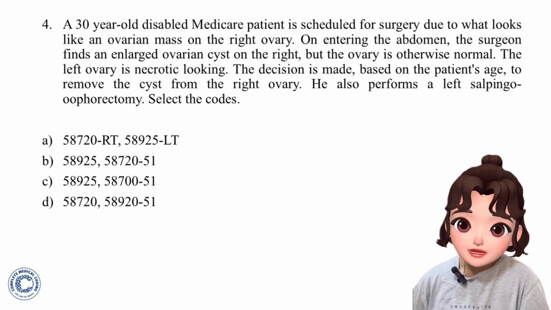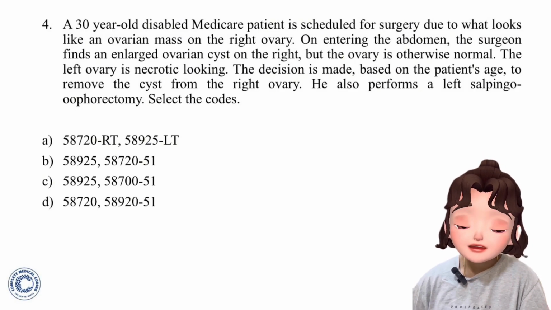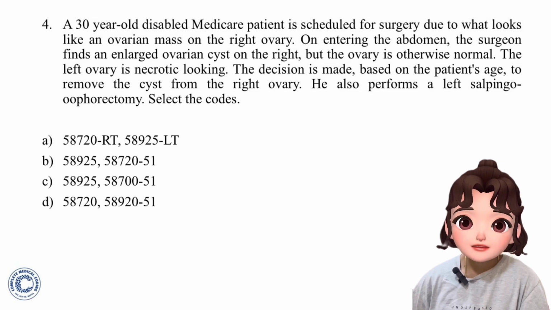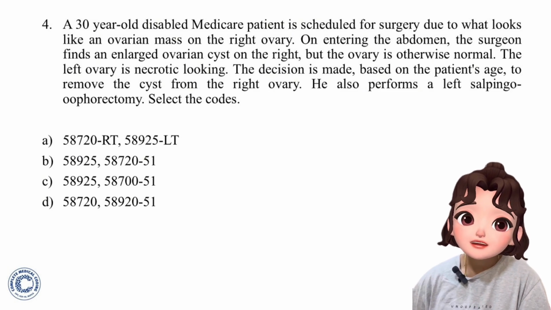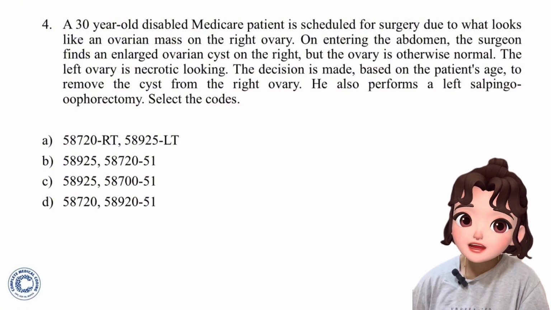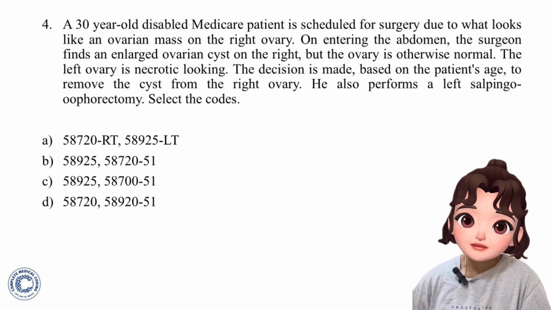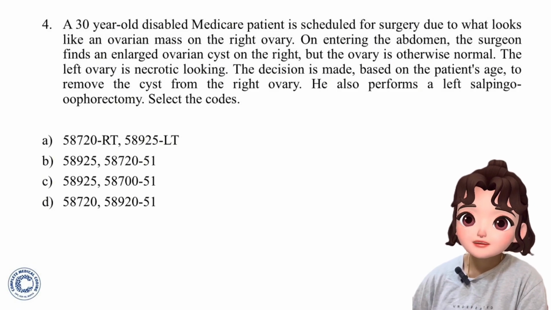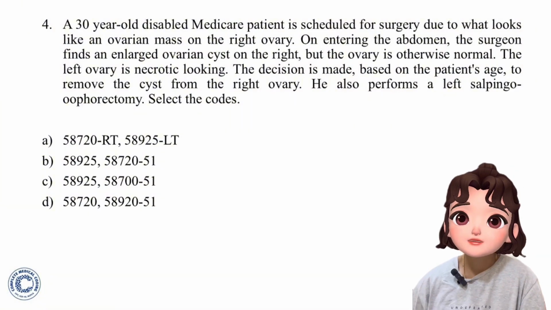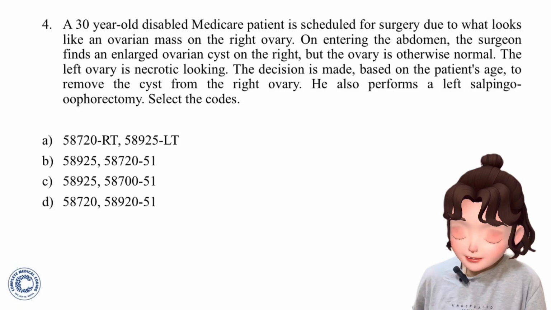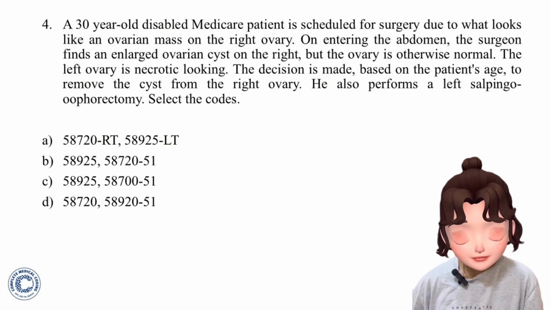Unilateral or bilateral, both are mentioned. But here in the option, the code is marked with a modifier for right. Actually, it is wrong, right? Because the description of the code mentions unilateral or bilateral, you don't have to mark it with any modifier. So that is wrong. You can skip option A and move to option B, 58925.